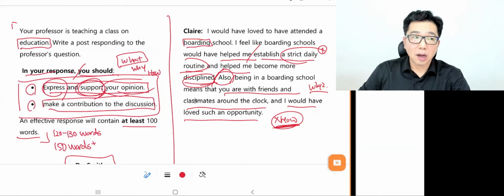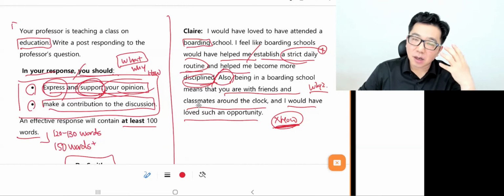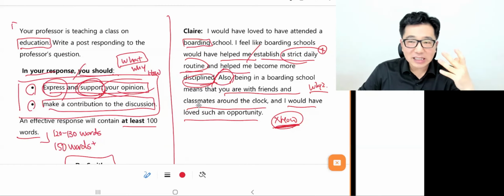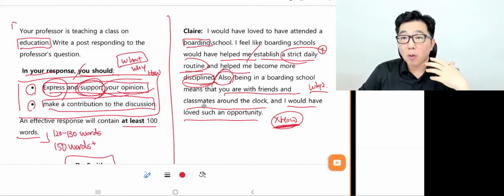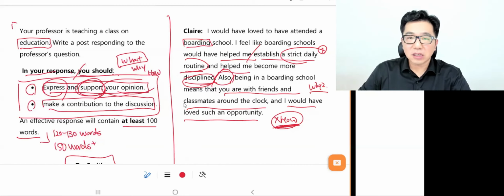And yeah, I want to choose the boarding school like Claire, but I want to contribute. So I want to think of slightly different reason. Let me think of at least like one more reason of my own. You could do that. Or this sentence might really motivate you to disagree with Claire.